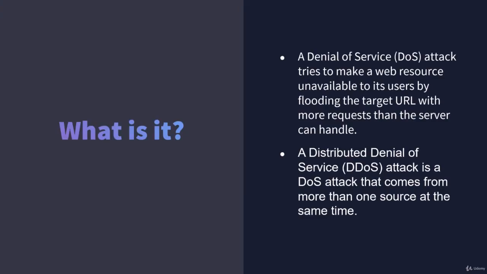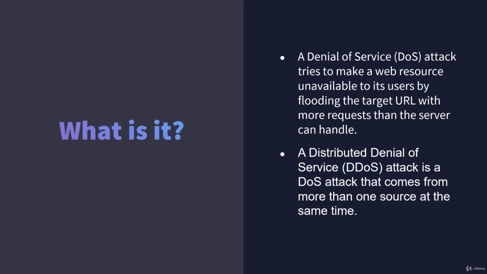A DOS, a denial of service attack, tries to make a web resource unavailable to its users by flooding the target URL with more requests than the server can handle. That means during the attack period, regular traffic on the, for example, website will be either slowed down or completely interrupted.